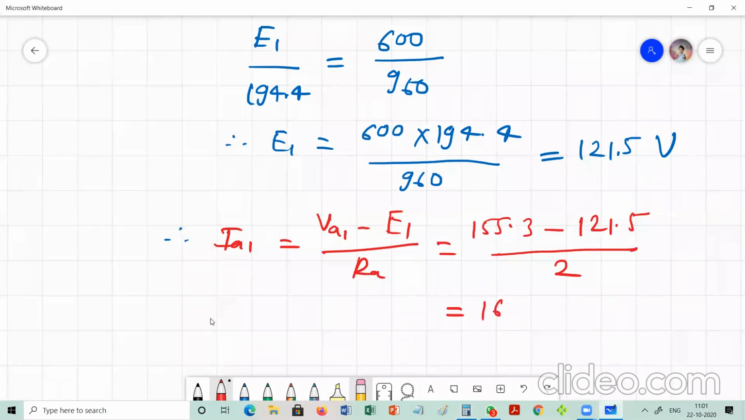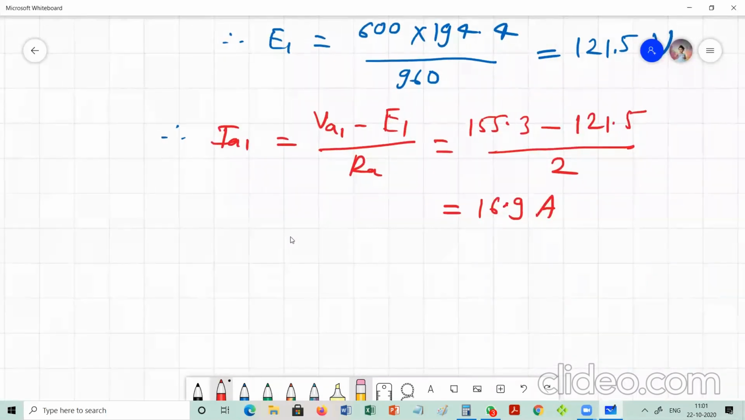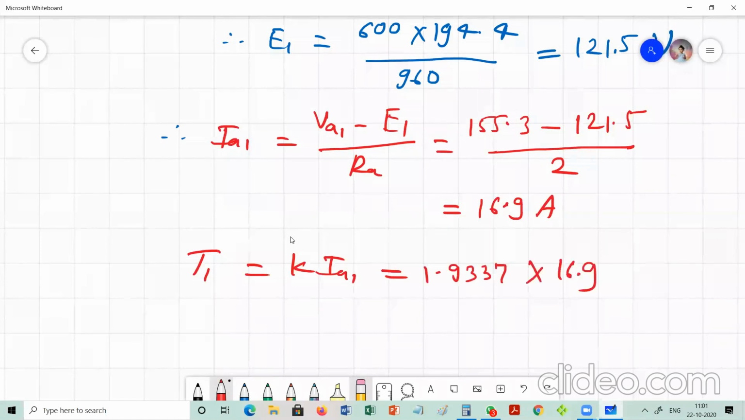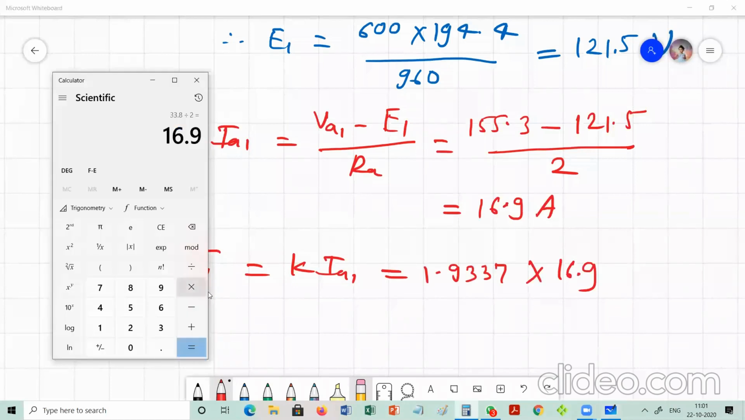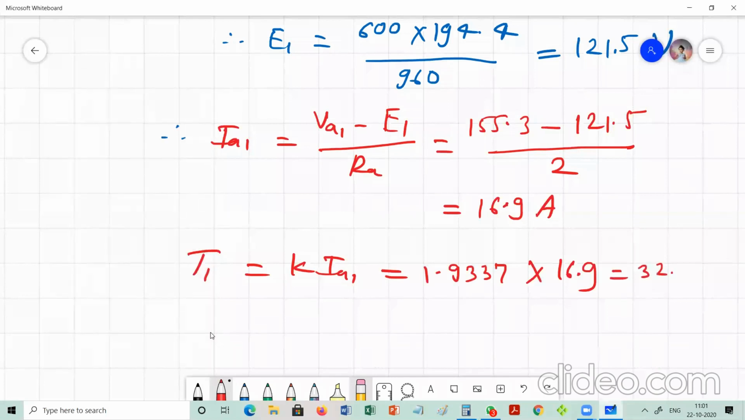16.9 ampere. Now we have calculated IA1, so we can go for calculation of T1. T1 is equal to K into IA1, which is equal to 1.9337 into 16.9, which is 32.6679, which means 32.68 Newton meter.